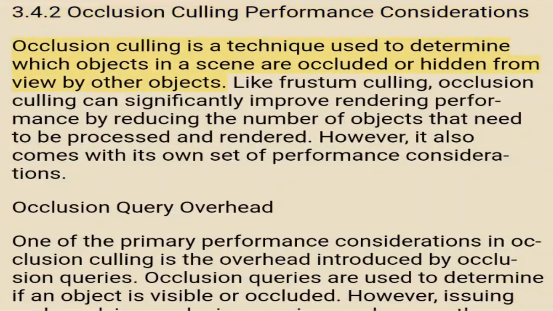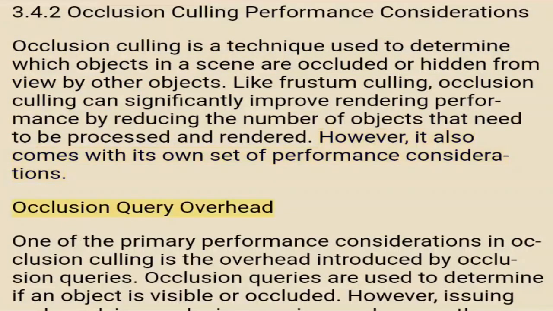3.4.2 Occlusion culling performance considerations. Occlusion culling is a technique used to determine which objects in a scene are occluded or hidden from view by other objects. Like frustum culling, occlusion culling can significantly improve rendering performance by reducing the number of objects that need to be processed and rendered. However, it also comes with its own set of performance considerations.